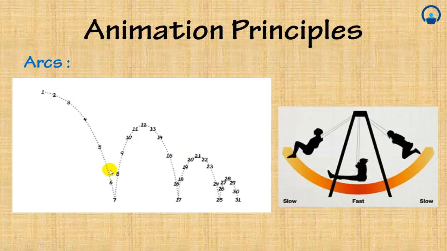So you can see the action path of the bouncing ball. It's falling from the top, coming down, and again getting a bounce back up and falling down again. So here you see the arc. This is the action path of the ball. It's falling down, but it's moving on an arc. Even when we swing on a swing, the movement always gives you the arc. So this is the fast movement, this is slow, and again slow, like the movement of a pendulum, and it also moves in an arc.